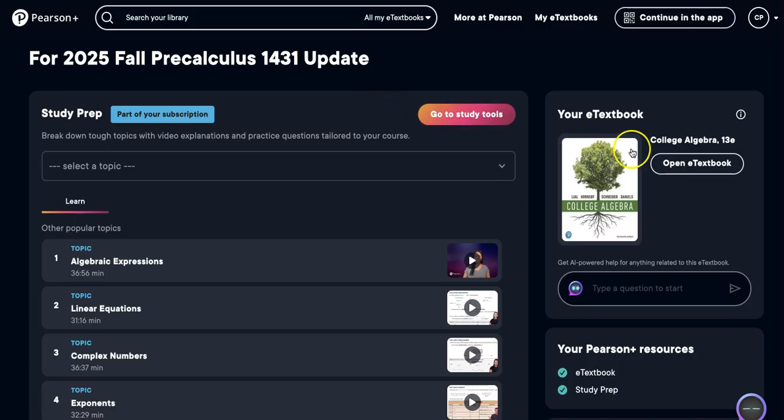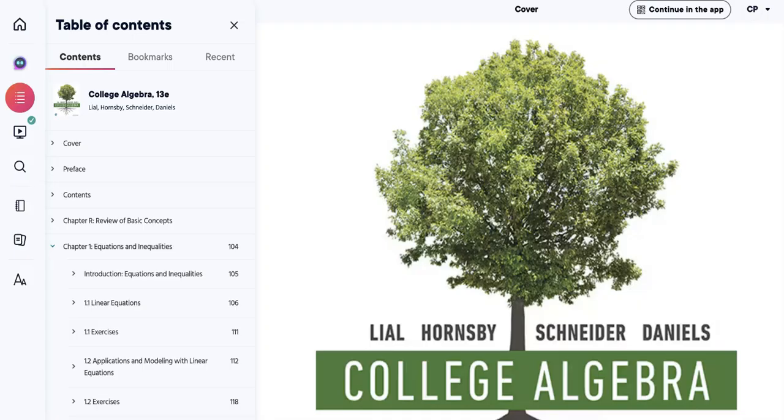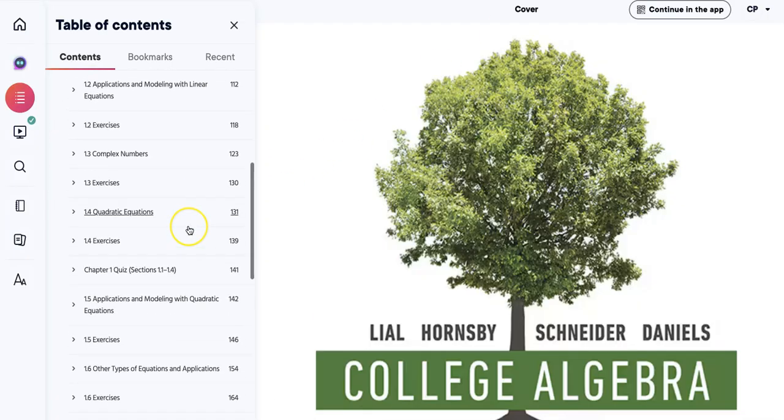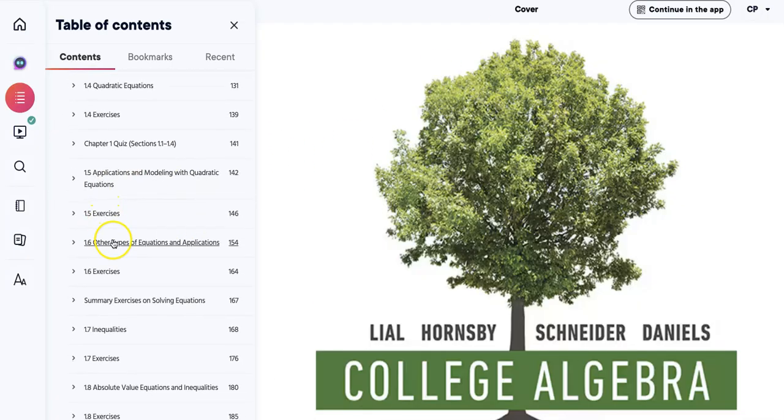Okay, and so we're going to open the e-textbook. When you open that e-textbook, you're going to look at the cover page of your textbook. From there, you can go to any section. We start on section 1.6.